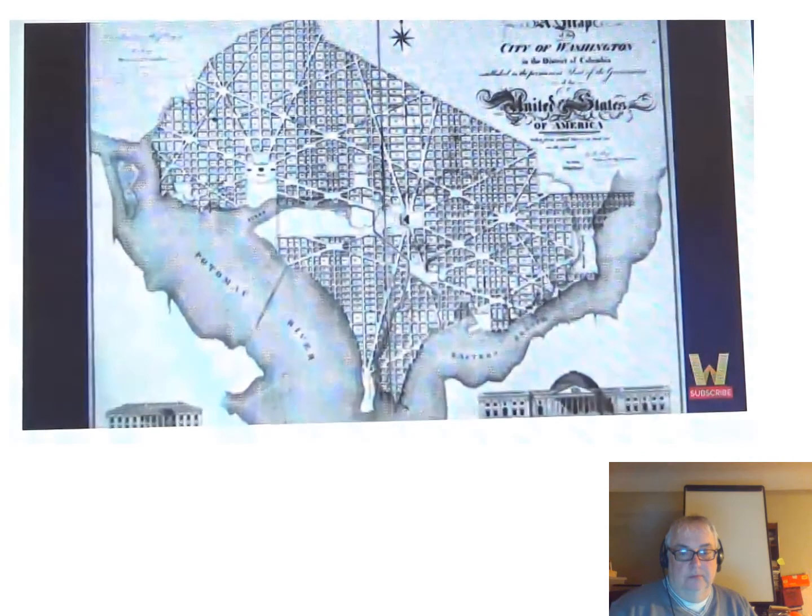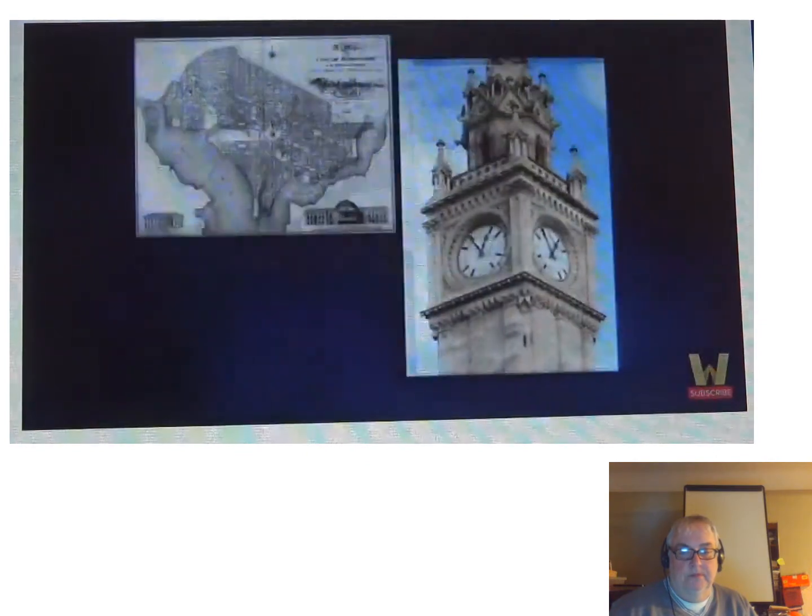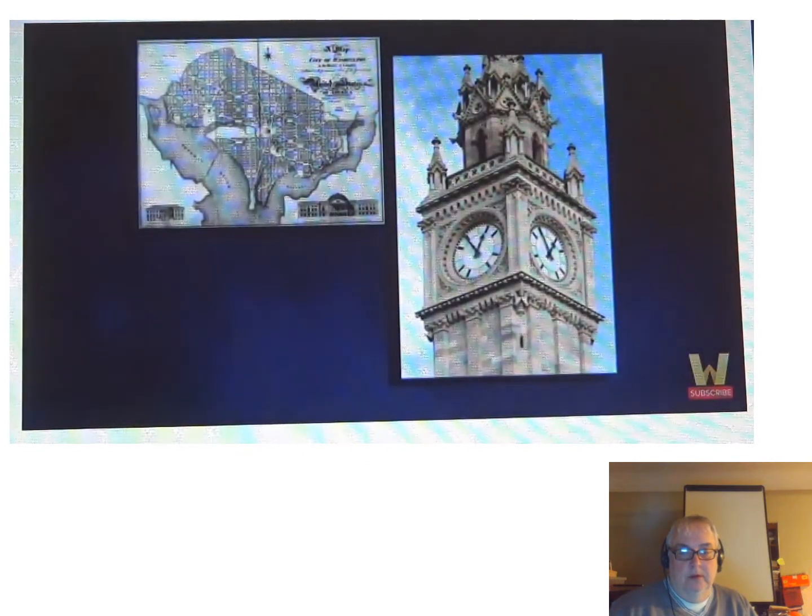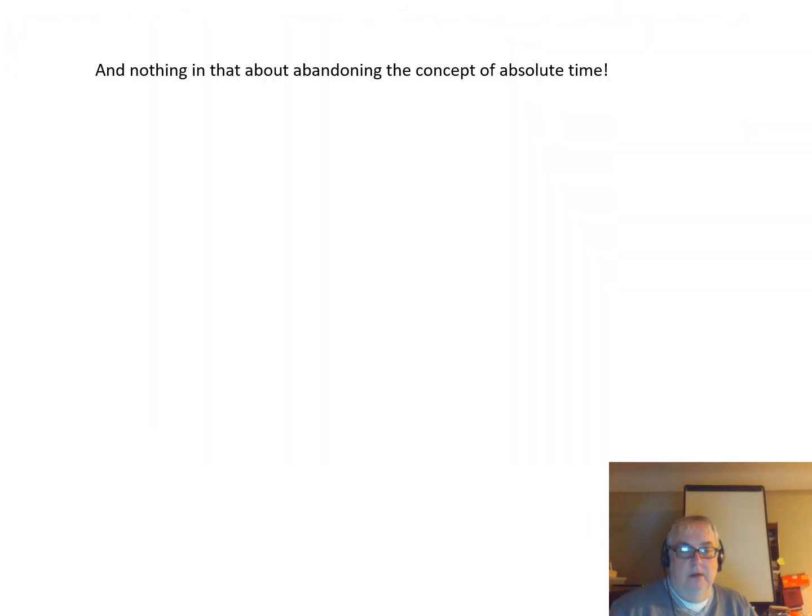were both heavily influenced by their down-to-earth day jobs, by the need to understand maps, pictures of space, and clocks, measurements of time. When you want to think about space, and if I'm noting that there's nothing in any of that about abandoning the concept of absolute time. You can still look at things from a Newtonian perspective of keeping absolute time. He's not mentioning that.